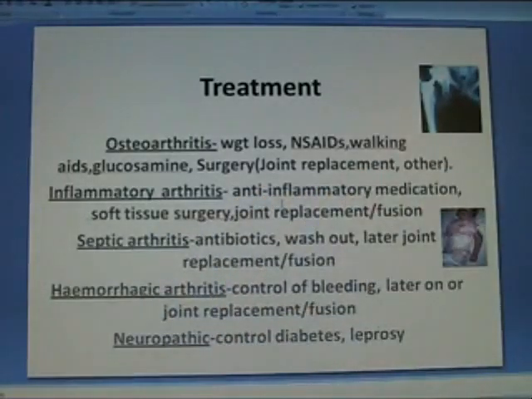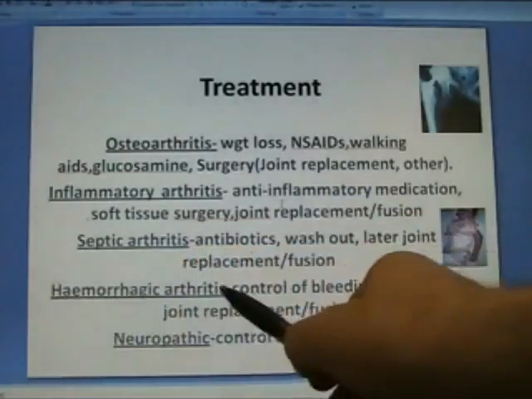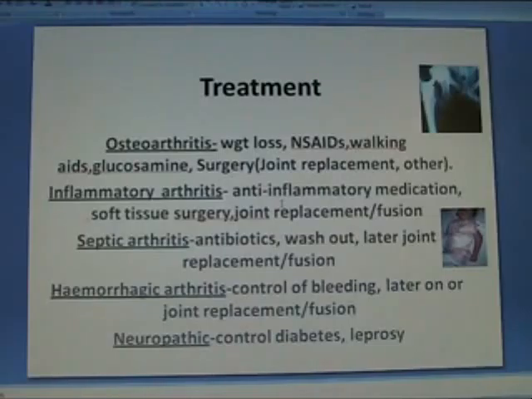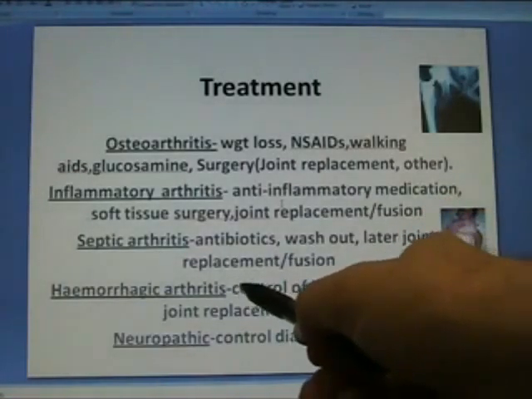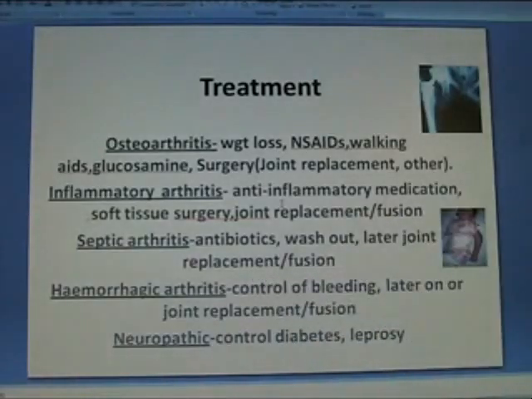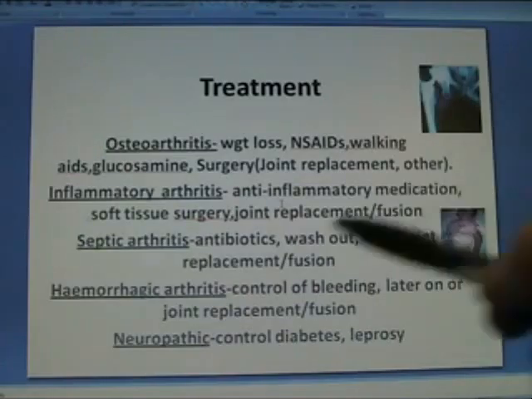Septic joint destroyed, often young. See, in young patients you can't do joint replacements then. Got to work to preserve that joint. Wash it all out, right antibiotics. Hemorrhagic, young patients, hemophiliacs: can't let it destroy the joint at too early a stage. Got to get in there. Wash it all out, control the abnormal bleeding, get the right blood products going to control and prevent further bleeding.